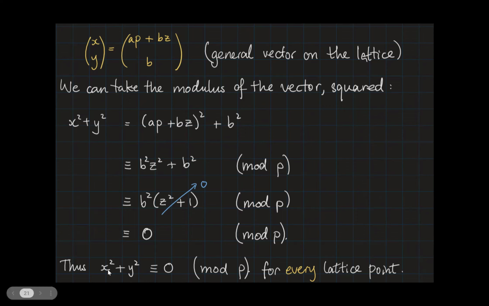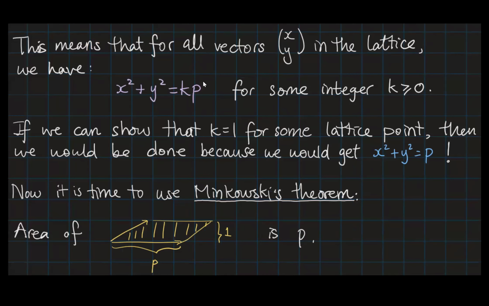And what this means is that x squared plus y squared is actually a multiple of p for any x and y that are on our lattice. And so we can write x squared plus y squared as kp for some integer k that is bigger than or equal to 0. And if we assume that (x, y) is not the origin, then we also know k is not equal to 0. So we have that k is either 1, 2, 3, and so on. And if we could show that for some lattice point we get k equals 1, then we'd be able to show that you can write p as a sum of two squares. And so this is where we're going to use Minkowski's theorem.